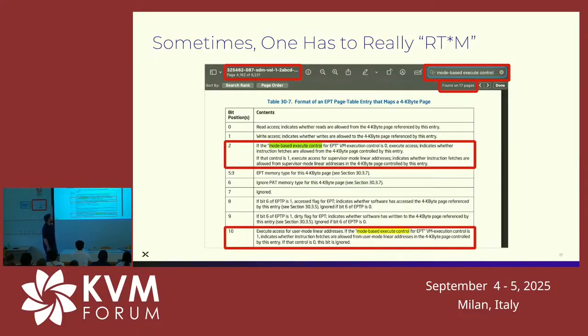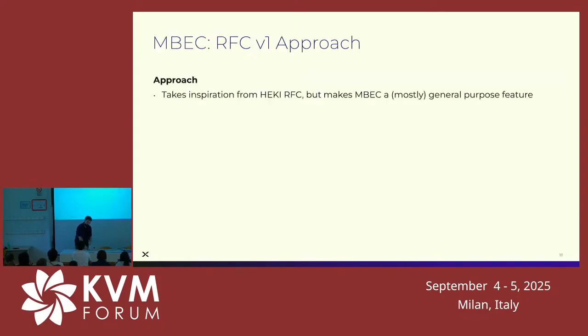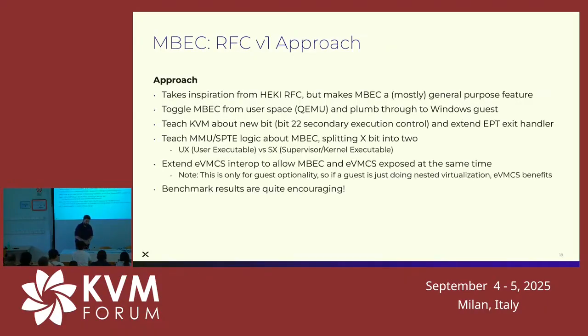Cool. And really the only load-bearing part of those 5,000 pages is this table right here, which says if you have this secondary execution control enabled, the way that you should understand the page table entry bits is changed, right? So now bit 2 is for the kernel mode, supervisor mode stuff, and then bit 10 becomes this user mode executable flag. So in KVM, I put it at RFC. I'll build this out a little bit as well.